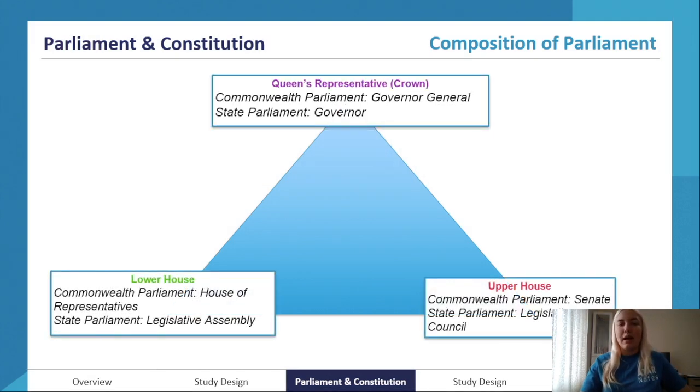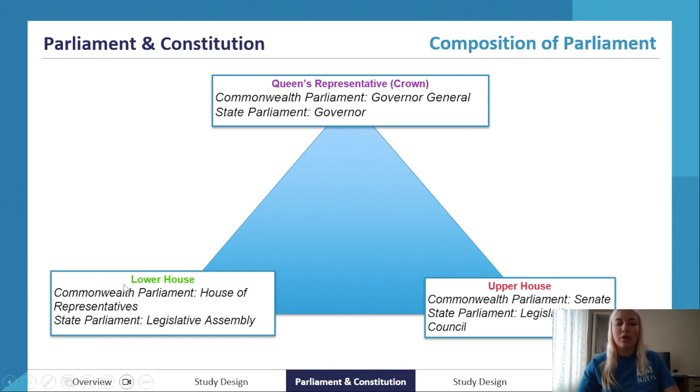And the first concept that we're looking at is the composition of parliament. Parliament consists of the crown, the lower house, and the upper house. This includes both the Commonwealth Parliament and state level parliaments as well, and you need to know both of these. So, let's talk about the lower and upper house first.